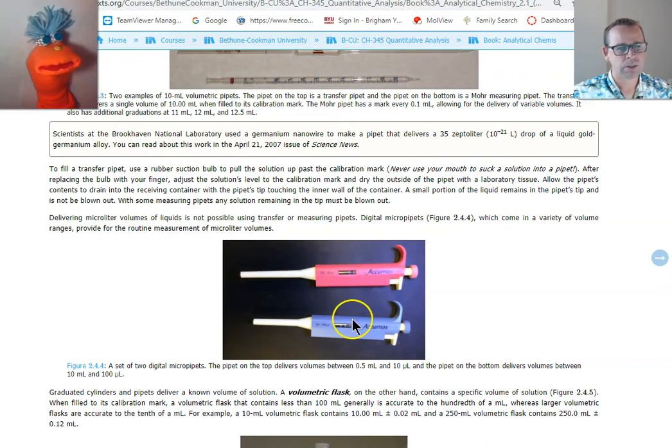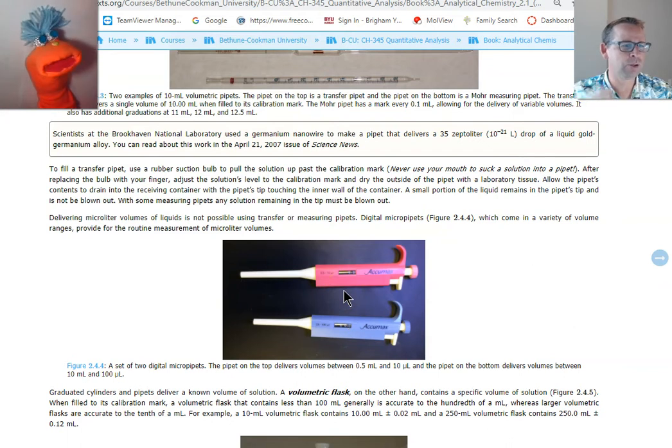That's the lower end. If this one delivers 20 to 2 microliters, the 2 microliter range or volume is very low, and so you want to stay away from that volume. Do you remember working with micropipettes at all?